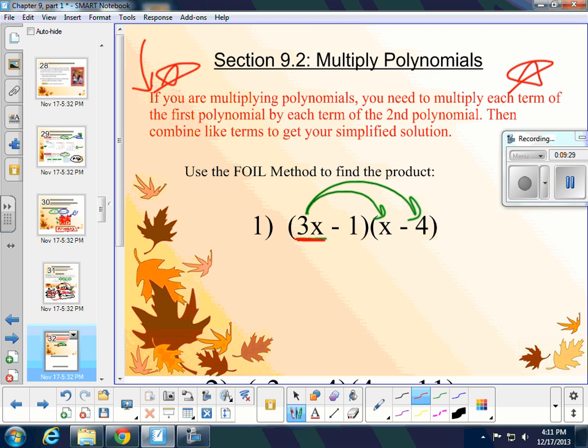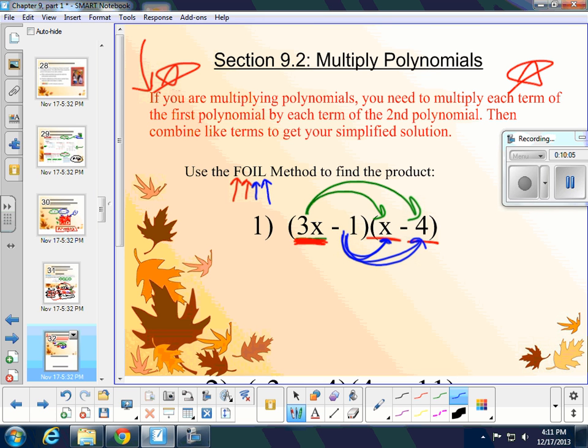FOIL says multiply the first terms, which would be 3x and x. And then multiply the outer terms. Remember, it spells FOIL, so multiply the first terms, 3x and x. The outer terms would be 3x and minus 4. So that's what I've done so far. And then, after I've multiplied 3x times each of the ones in the other binomial, I would take negative 1 and say, oh, negative 1 times x and negative 1 times 4, like distributing that. And again, that's just like saying the inner terms, negative 1 times x. And then negative 1 times negative 4 is like doing the last terms.